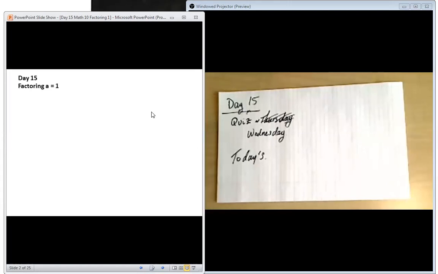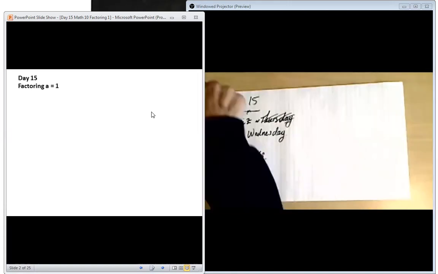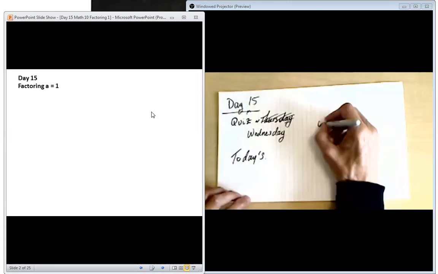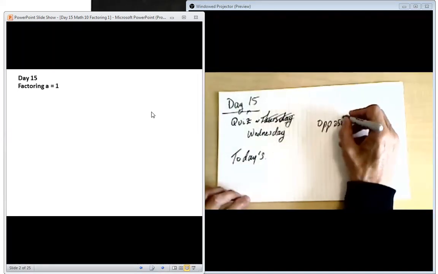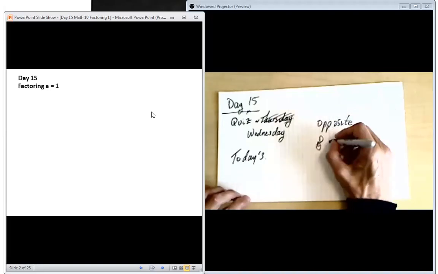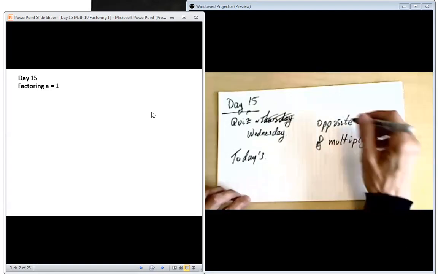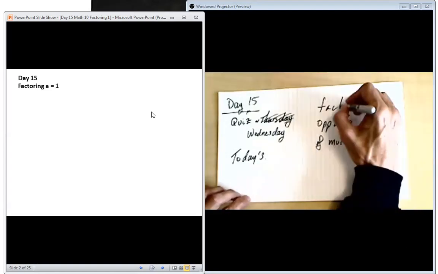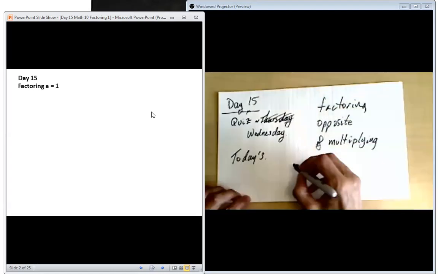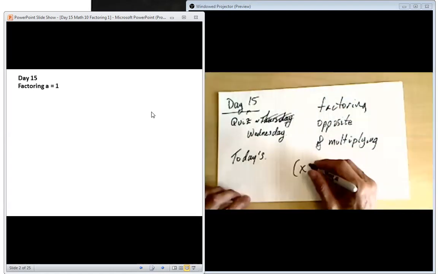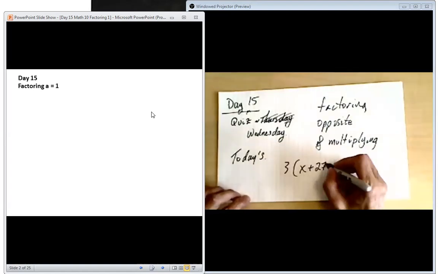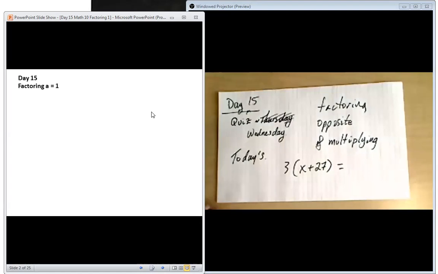All right, so what we're going to do today is we're going to start a topic called factoring. And factoring is the opposite of multiplying. If you remember, we had something like, what was a starter? We had 3x plus 27, right? What is that going to equal when you work that out?